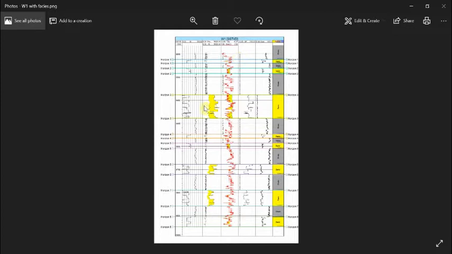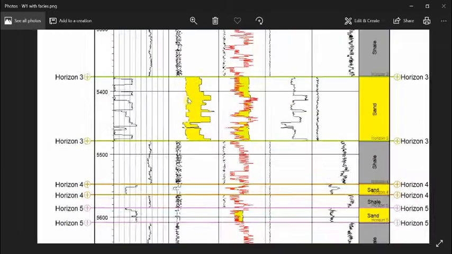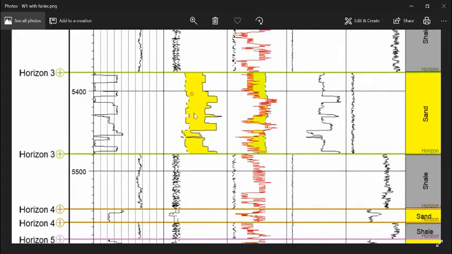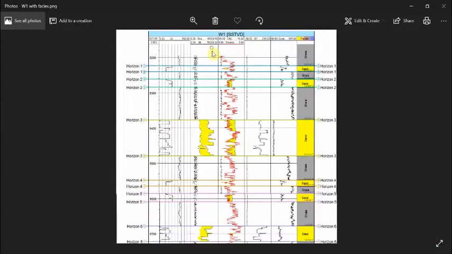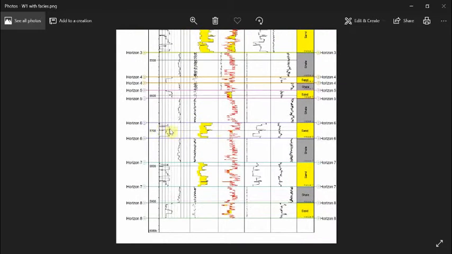Hello everyone, in this video I'll be talking about calculating the water saturation for our caissons for the wells. So this is well 1, and in one well we have one caisson here in horizon 3, and we have another caisson in horizon 6, and we have another caisson in horizon 7.